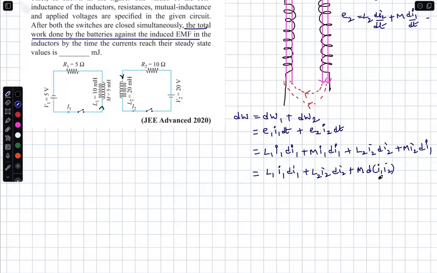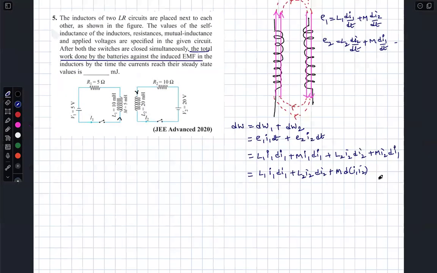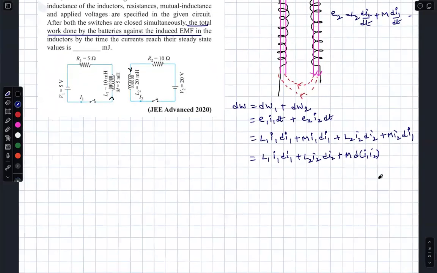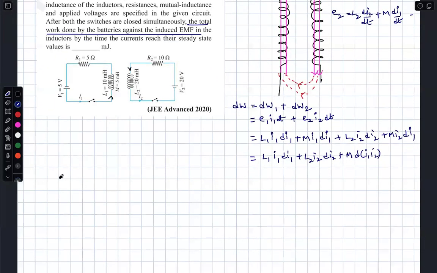Aditya, tell me, is this clear or not? Yes, sir. Right. That is not the work, that is a small amount of work. So finally, total work is the integral of dW. You will get L1 I1 square by 2 plus L2 I2 square by 2 plus M times I1 I2. This is what you will get. You just substitute the values given in the question. Everything they have given. So by substituting, you will have all the values.